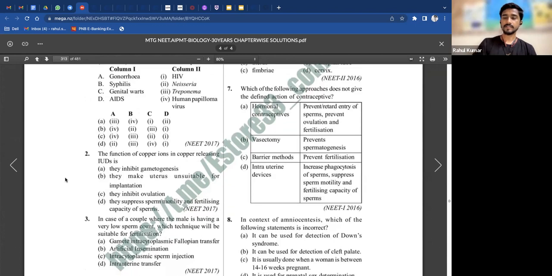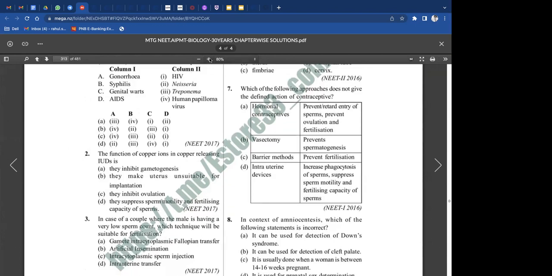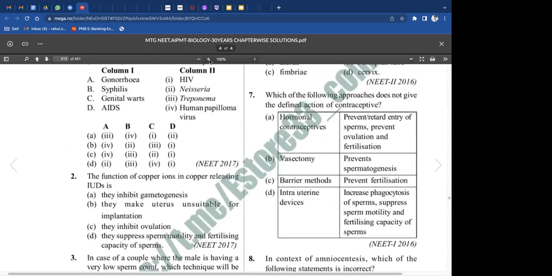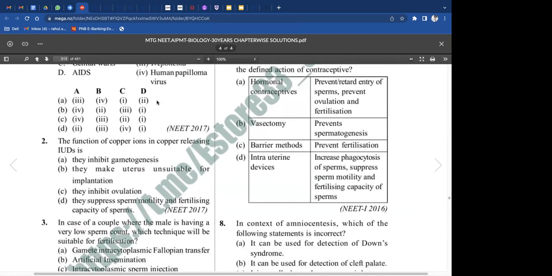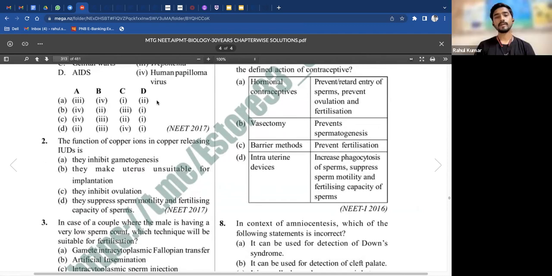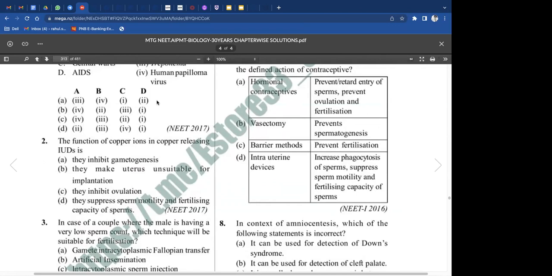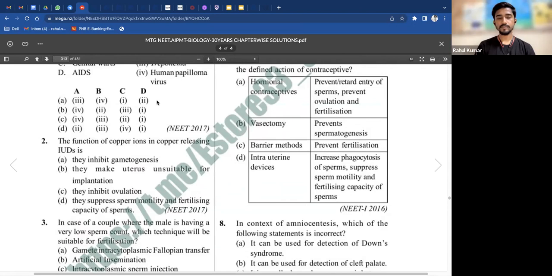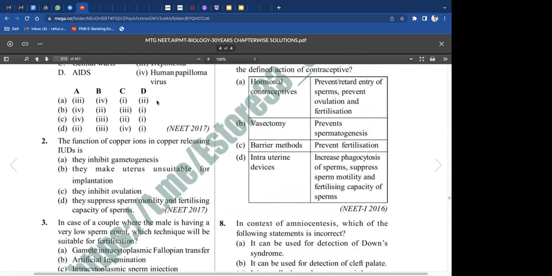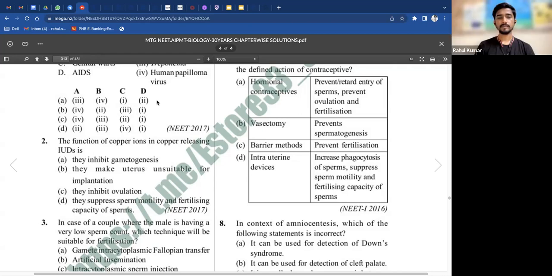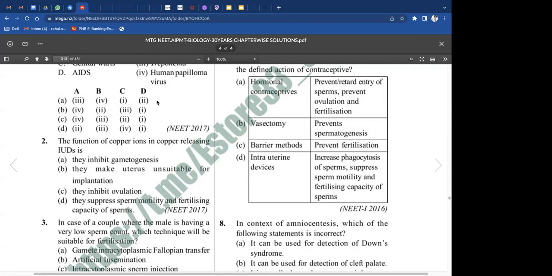Now tell me the answer for question number 2 asked in 2017. The function of copper ions in the copper releasing IUDs: they inhibit gametogenesis, they make the uterus unsuitable for implantation, they inhibit ovulation, they suppress sperm motility and fertilization capability of sperm. What do copper releasing IUDs do? I think option D. Yes, D is the correct option.